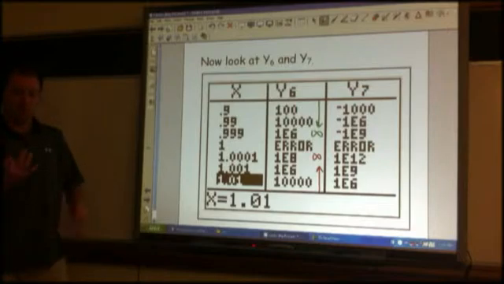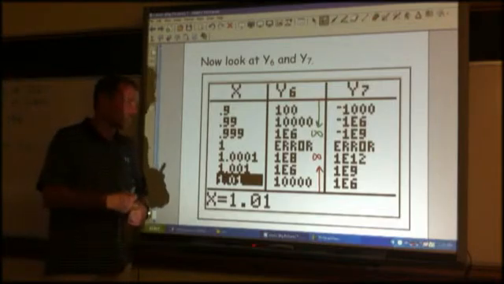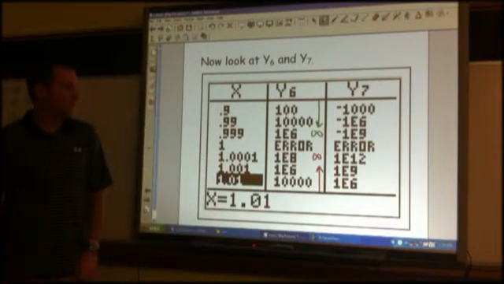The three ways you see it, some people would say it doesn't exist. Some people would say the limit's infinity. And some people would say it increases without bound. It just keeps getting bigger and bigger forever.